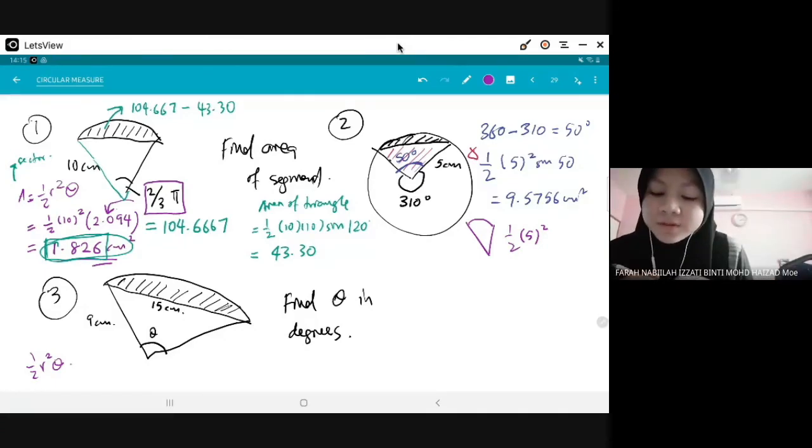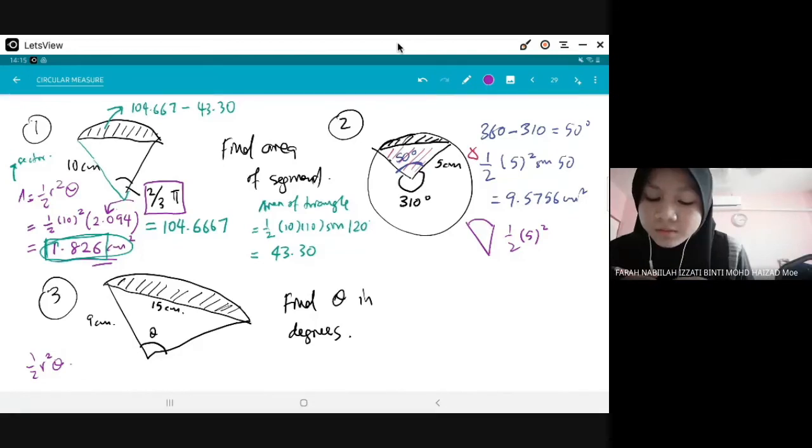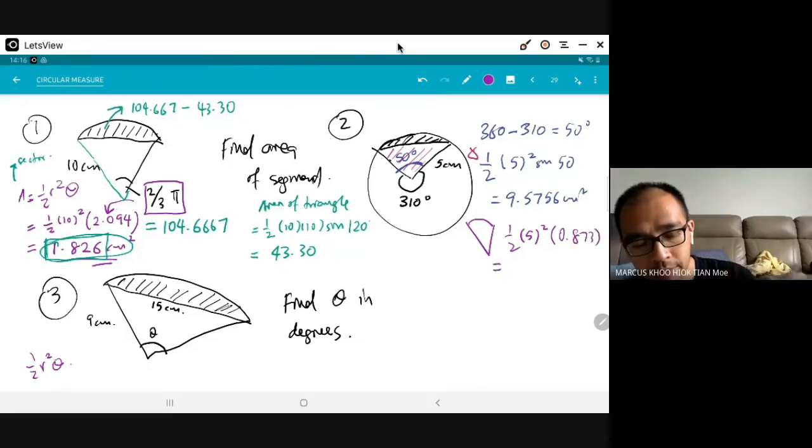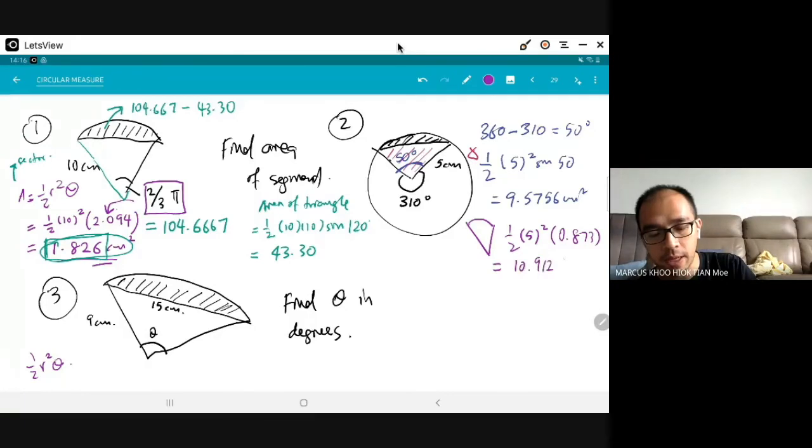Need to change the 50 degrees to radians. Okay, very good. And then we will get 0.873. So what's my answer for the sector? 10.9125. Okay, 10.9125. So the area of the segment will be 10.9125 minus 9.5756, which will give you?